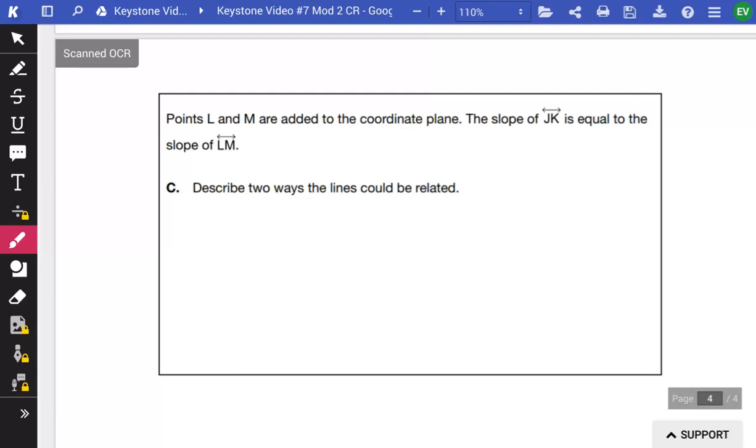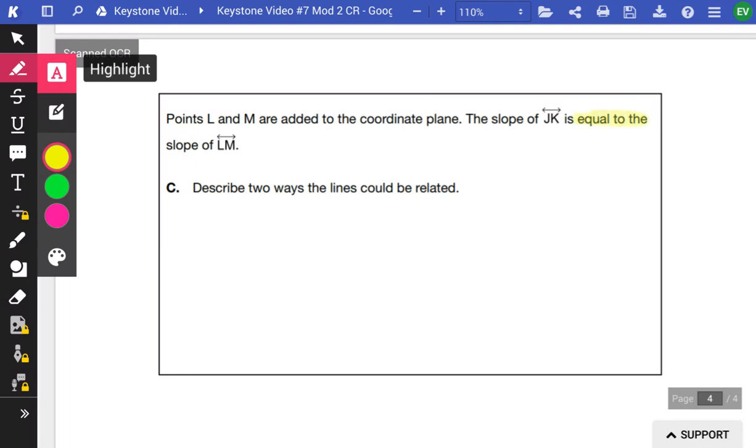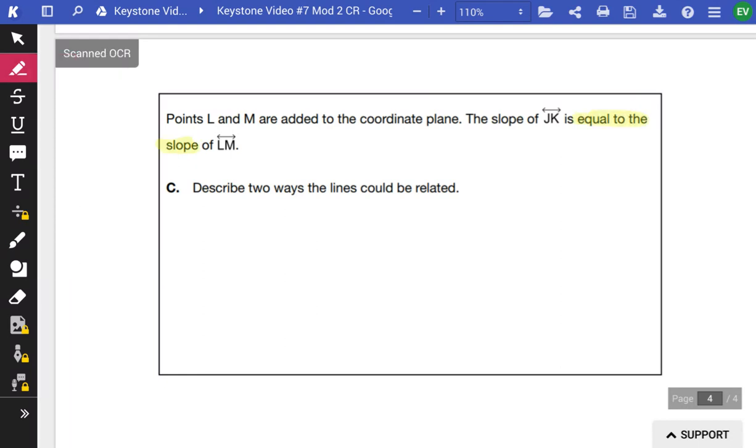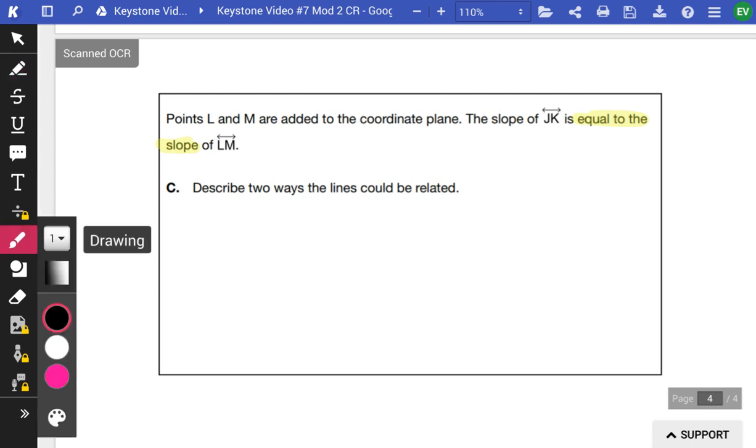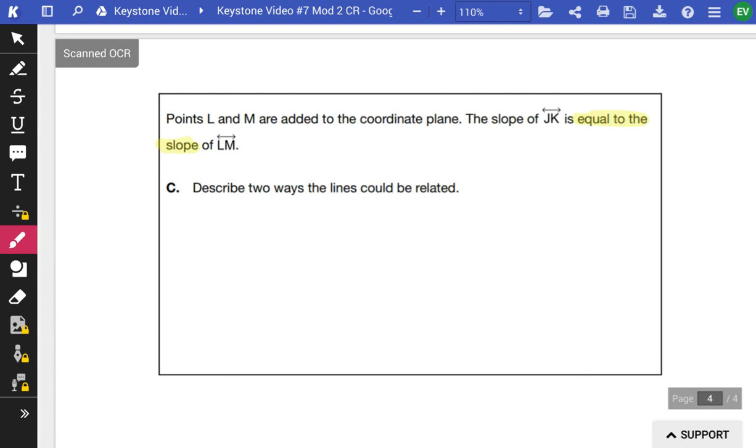And the last one, points L and M are added to the coordinate plane. The slope of line JK is equal to the slope of line LM. So that's like really important. Equal to the slope. So what do we know about lines that have equal slopes? And it says describe 2 ways the lines could be related. So hopefully you figured out that for the first one, the 2 lines could be parallel. Okay, so it could be parallel because you remember that parallel lines never touch and they do have the same slope.